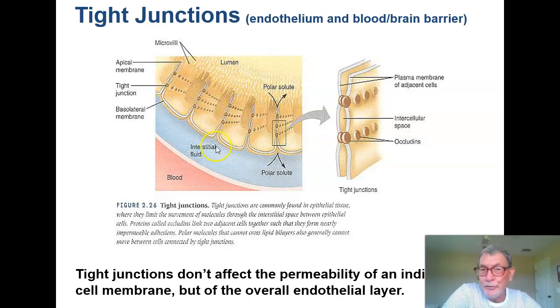Tight junctions, no tight junction is 100% tight. A little bit of stuff can squeeze through. But it depends on where you are in the body. Some are pretty darn tight. The blood-brain barrier is really tight. The kidney is pretty loose. It allows a decent amount of stuff to go through on its own. Okay? But still, a tight junction means that the membranes are attached together rather than just sitting side by side.